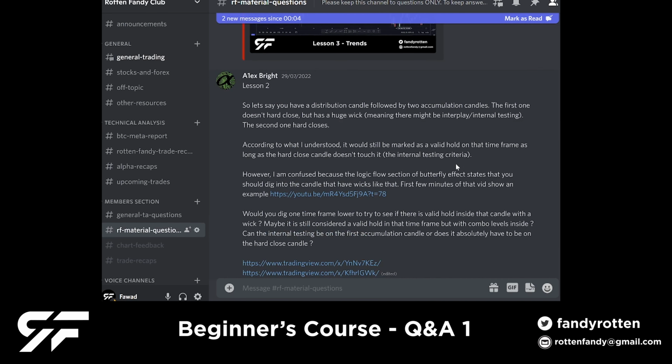Now over here, I suppose you talked about, so let's say you have a distribution candle followed by 2 accumulation candles. Okay, so that'll be a support. Hold, the first one doesn't hard close but has a huge wick, meaning there might be internal testing. The second one hard closes. According to what I understood, it would still be marked as a valid hold on that time frame as long as the hard close candle doesn't touch it, the internal testing criteria. However, I'm confused because the logic flow section of butterfly effect states that you should dig into the candles that have wicks like that. The first few minutes of that video shows.